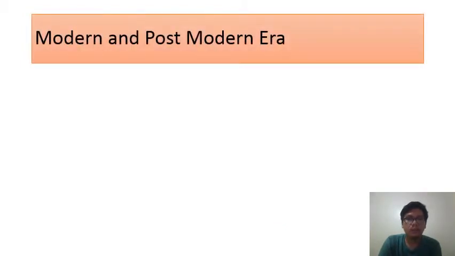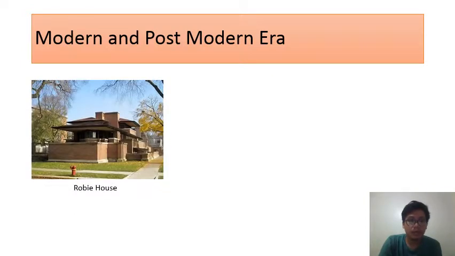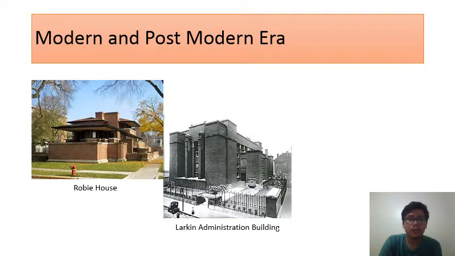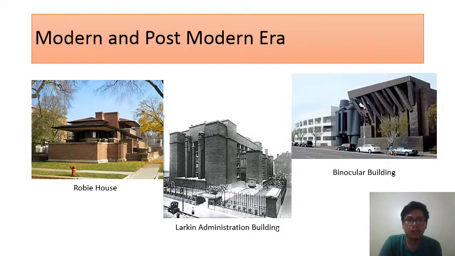These are the examples of modern era buildings in America: Robie House and Larkin Administration Building in New York, in Chicago, and postmodern era building in America, which is named Binocular Building in Los Angeles, California.